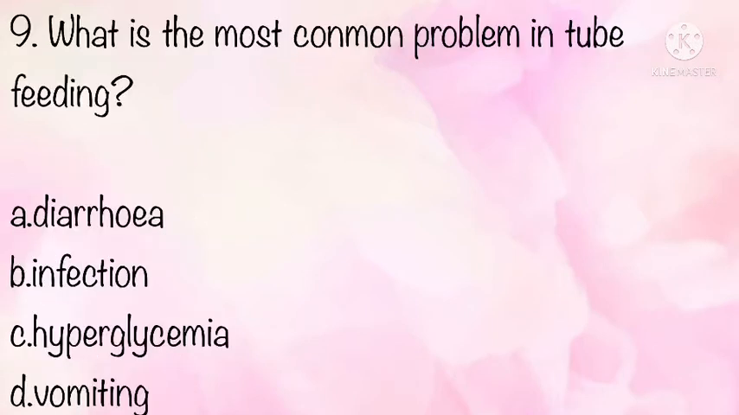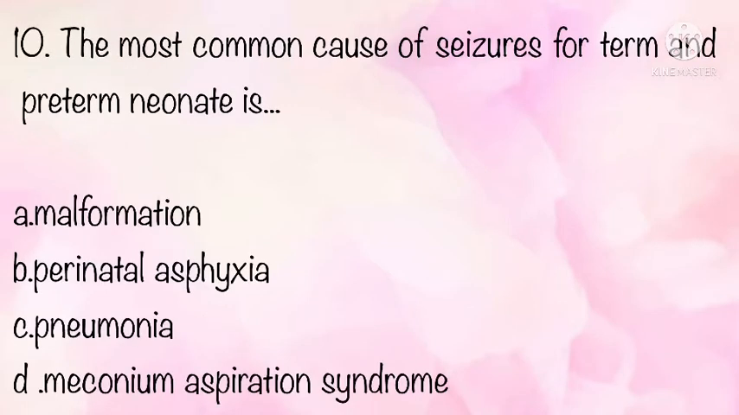Self-actualization. What is the most common problem in tube feeding? Diarrhea, infection, hyperglycemia, vomiting. Correct answer is A, diarrhea. The most common cause of seizures for term and preterm neonate is malformation, perinatal asphyxia, pneumonia, meconium aspiration syndrome. Correct answer is B, perinatal asphyxia.